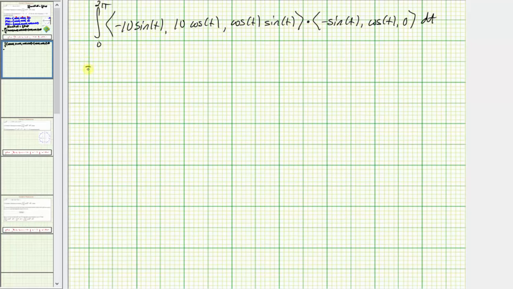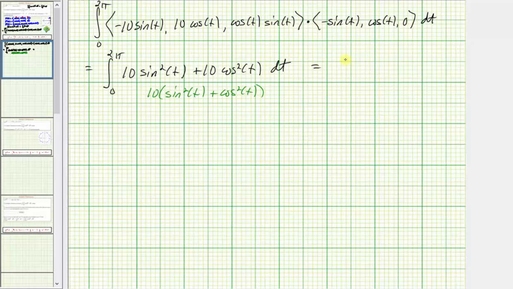So now we'll find the dot product. So we have negative 10 sine t times negative sine t, that's 10 sine squared t. Then we have 10 cosine t times cosine t, that's plus 10 cosine squared t. And then we have cosine t sine t times 0, which is 0, so we just have dt. Notice here, if we factor out 10, we have 10 times the quantity sine squared t plus cosine squared t, which simplifies to 10 times 1. So we can write this as 10 times the integral from 0 to 2 pi of 1 dt. So the antiderivative with respect to t would just be t. So we just have 10 and then t.